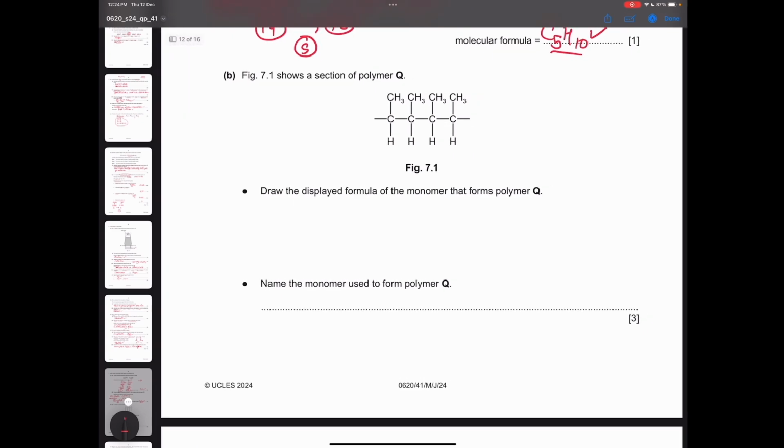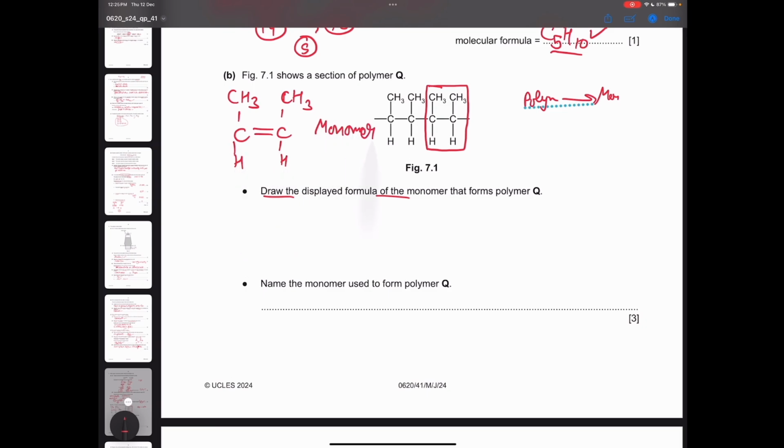Now, next question. This is a question on polymers. This is showing a section of polymer. Draw the displayed formula of the monomer. Now, for this, first of all, we need to figure out the monomer. And you can see that this unit is repeating. When you studied addition polymers, you know that the double bond is broken to form the polymer. Now we are going from polymer back to the monomer, so you need to form the double bond here. So first of all, I'll write it as it is and just put a double bond in between. So this should be your monomer.